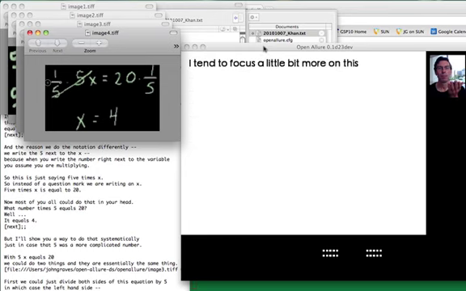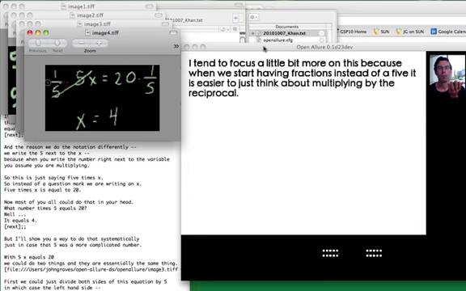I tend to focus a little bit more on this, because when we start having fractions instead of a 5, it is easier to just think about multiplying by the reciprocal. Actually, let's do one of those right now.